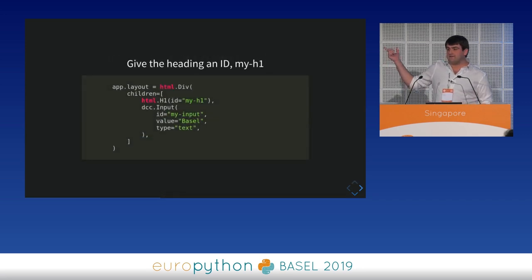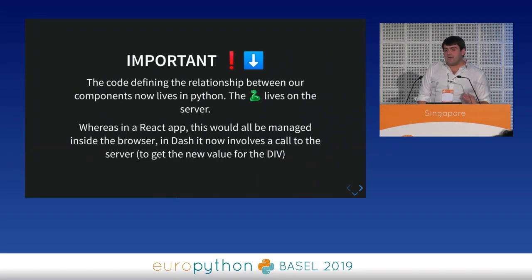And so if we were to take a look at our Hello World and update it, you can see here that we're defining another layout. We've got that div tag like we had before. I've got this H1 that I'm now calling my H1, rather than hello name. And you can see here we've also got this input. This comes from another Dash module called Dash Core Components, which are like the interactive Dash modules. And so we're giving this a name. I'm setting its initial value to Basel, and its type is text as well.